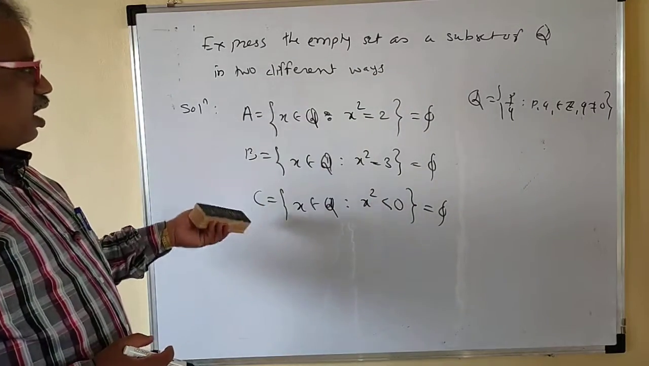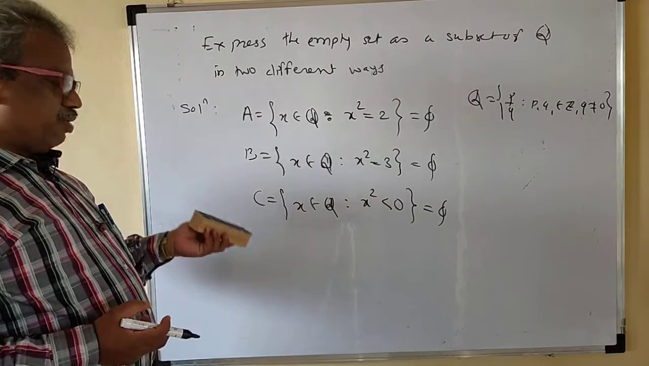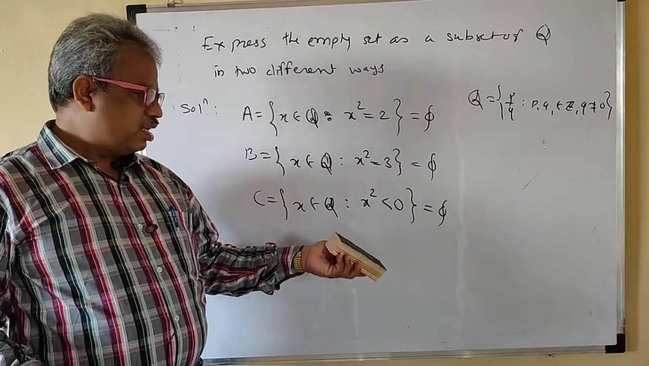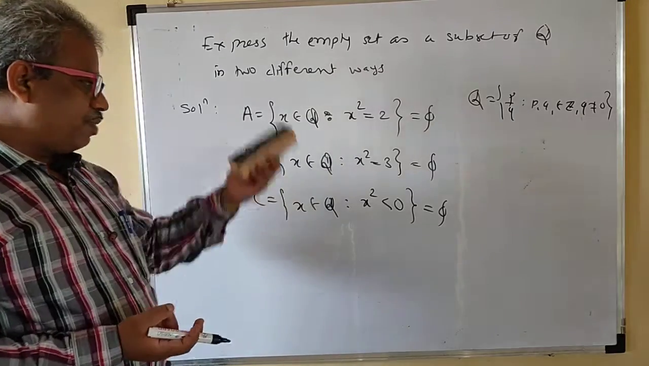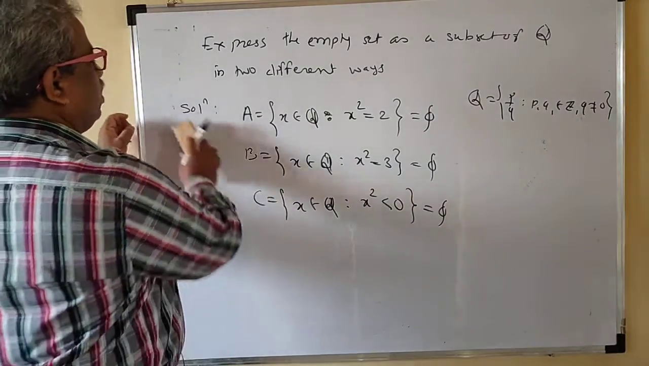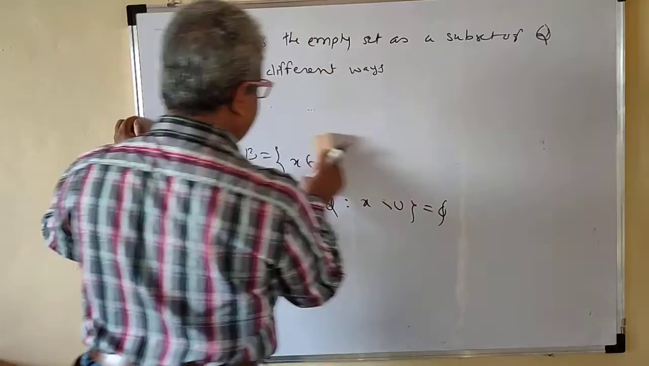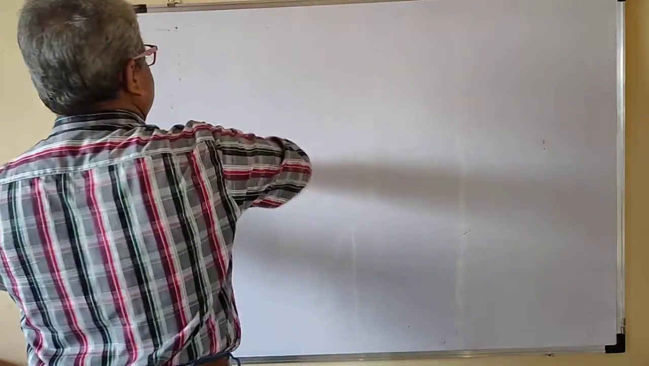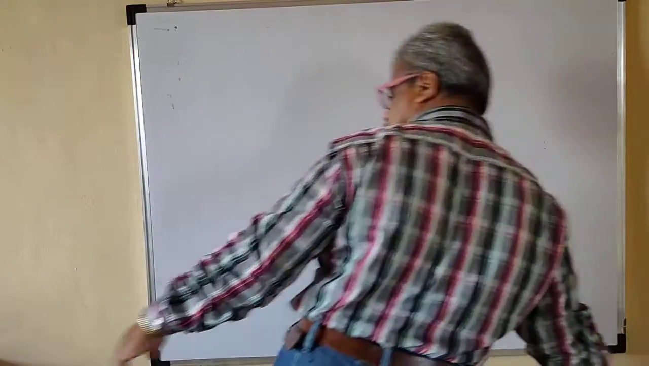Okay, so they want only two. We have written 3; we can write this as well as 5, 7, 8. So you can write an empty subset of the set of rational numbers. Okay. Now next.